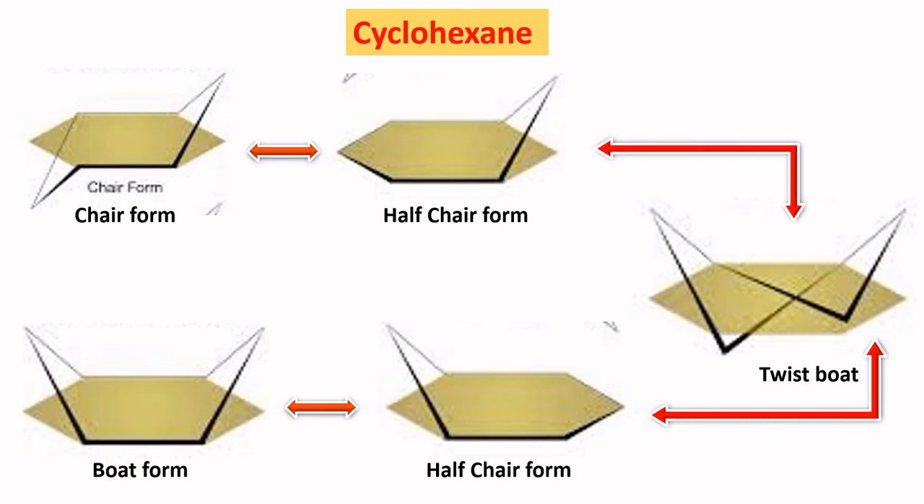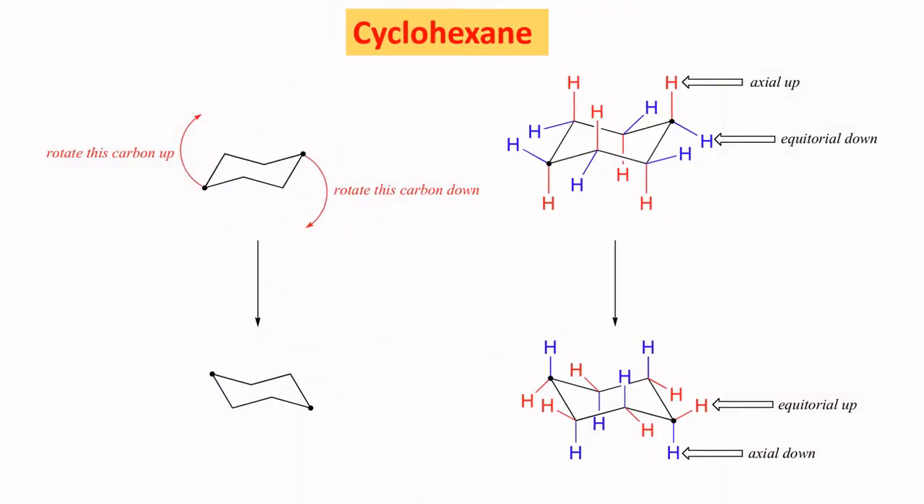And it stays in half chair form. Then twist boat, then again half chair, then boat form. This is how the transition is going to occur, right? From chair form it will go to half chair, from half chair it will go to twist boat, from twist boat again it will go to half chair, and it will become boat form. Right? Cyclohexane.